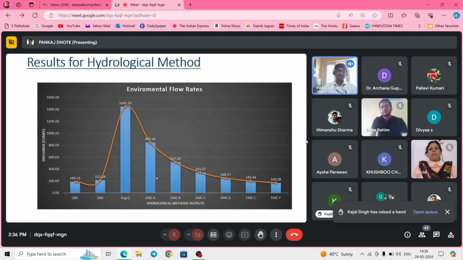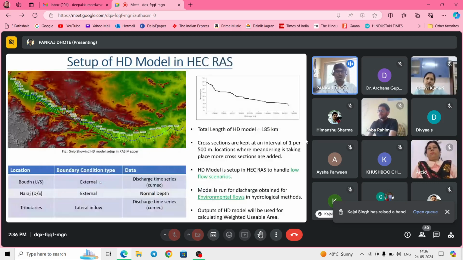In this direction, we did this for the Mahanadi River, and we found that Q90 and Q95 is around 200 cubic meters per second. That is what the discharge should be in the Mahanadi River to maintain the aquatic life in that particular area. Not only this, you can analyze it in spatial maps as well.